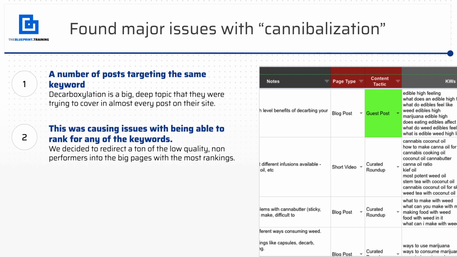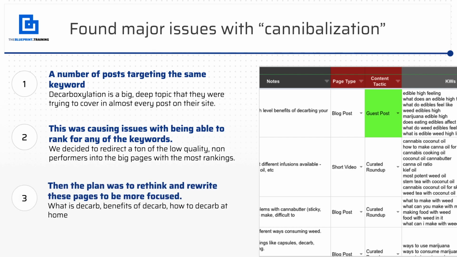So what we decided to do was redirect a lot of the lower quality performers that were too thin, under 400 words, no images, that were really just built at that time to try and build more context around the keywords. And we wanted to consolidate these into just a series of massive pillar posts, right? You hear Brian Dean talking about these pillar pages. What we want to do is create those, especially around these big competitive keywords.